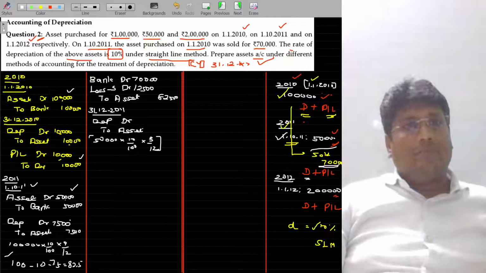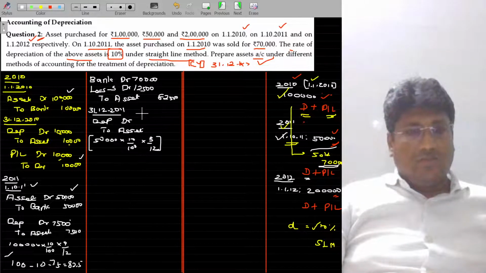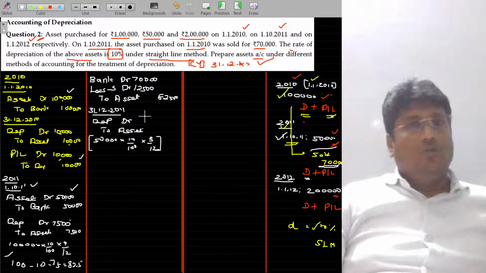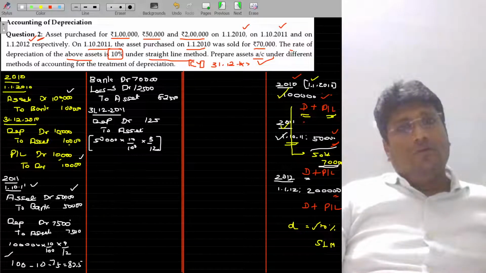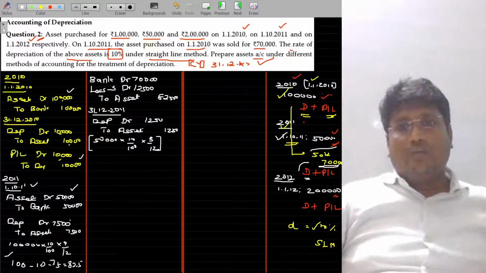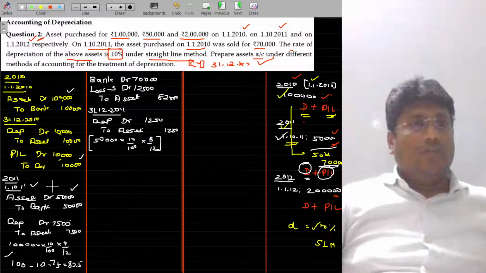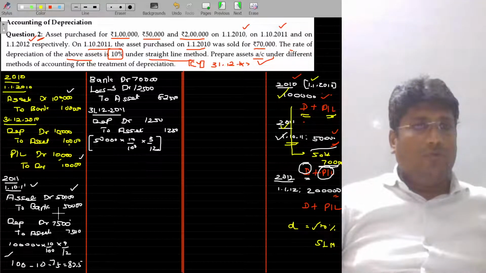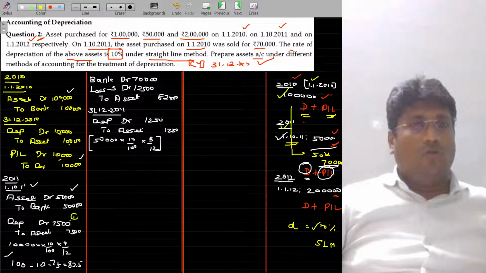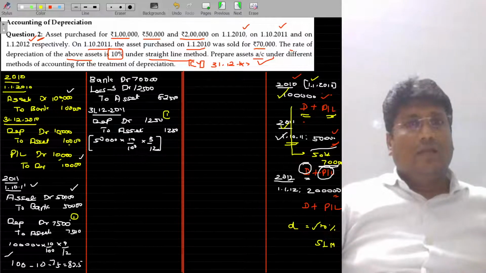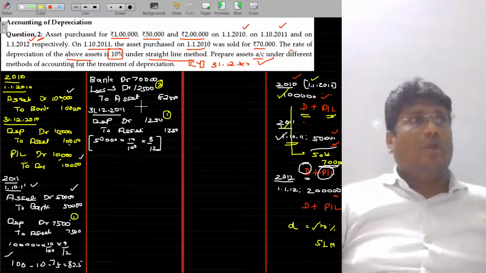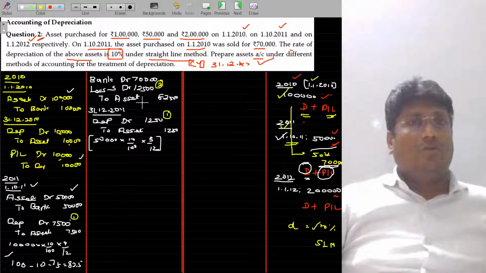Now 50,000 into 10% into 3 by 12, what is the value? Yes, 1,250. Am I right? 1,250. Okay. Then year end comes automatically. All the nominal accounts should be transferred to the P&L account. For 2011, what are the nominal accounts we have? Depreciation, one account where we have 2 depreciations, and loss on sale is also another nominal account. These 2 nominal accounts are now going to be transferred to the P&L account.